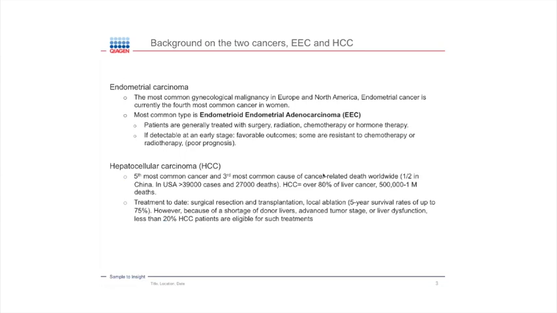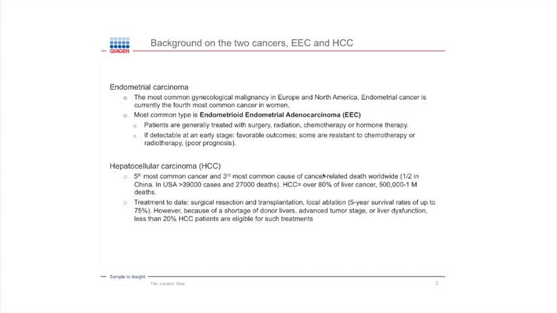So here's the background on the two cancers. Endometrial carcinoma is the most common gynecological malignancy in Europe and North America, and what we're going to be looking at today is the most common subtype of this. And it can have a very good prognosis if it's caught at an early stage. The second cancer, hepatocellular carcinoma, is very common worldwide, especially in China. It's not quite so common in the US, but there are a huge number of deaths that happen as a result of this.